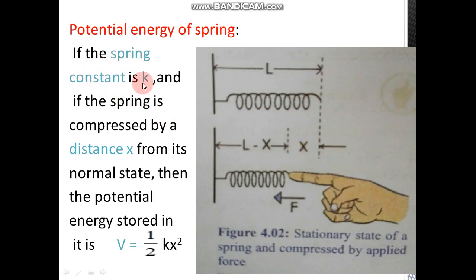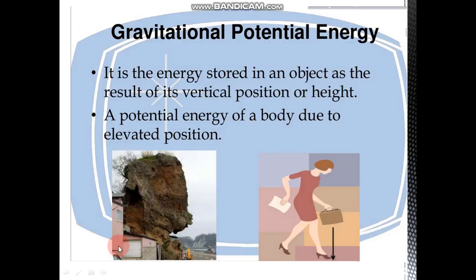Now if the spring constant is k, and the spring is compressed by a distance x from its normal state, where x is the distance of compression, then the potential energy stored in it is V equal to half k x square. Here V is the stored potential energy. Okay, this is the expression for the potential energy of a spring.